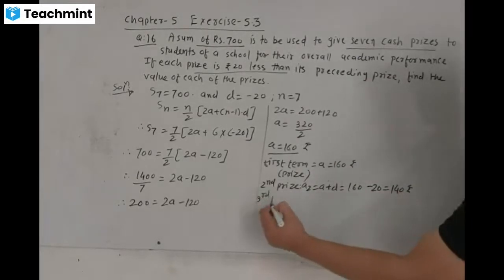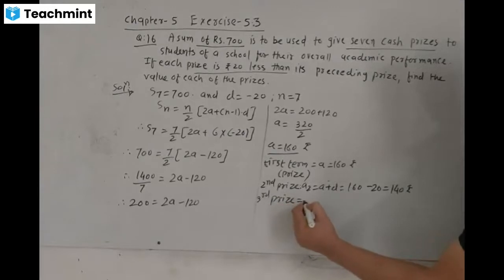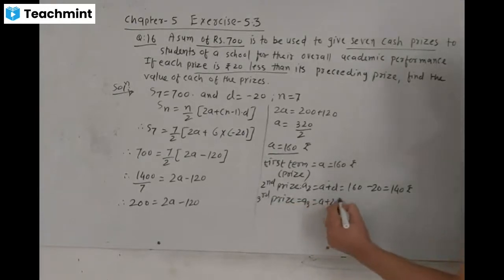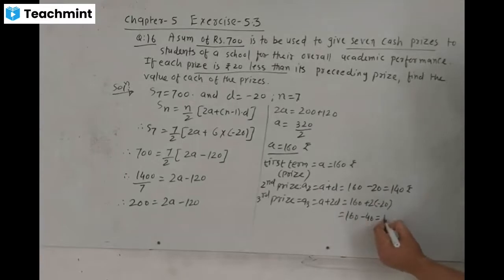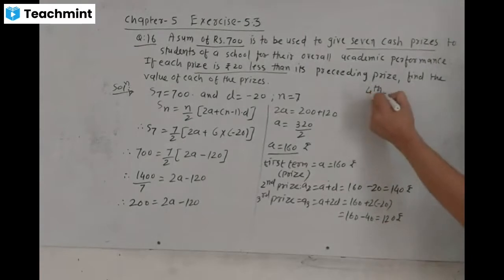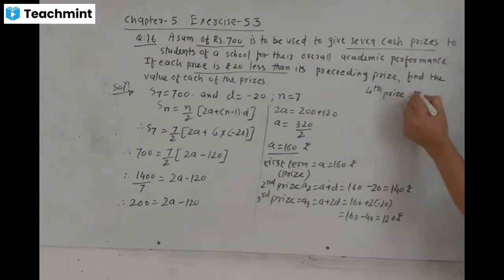Third prize is equal to a plus 2d. a is equal to 160, 2 into negative 20, that is 160 minus 40, that is 120 rupees. Fourth prize is a4, that is a plus 3d, that is 160 plus 3 into negative 20, 160 minus 60, that is equal to rupees 100.